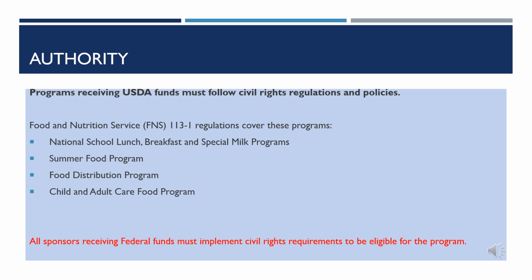All sponsors receiving federal funding must implement civil rights requirements to be eligible for the program. The FNS 113-1 instruction applies to these programs: the National School Lunch Program, the School Breakfast Program, the Special Milk Program, the Summer Food Service Program, the Food Distribution Program, and the Child and Adult Care Food Program.